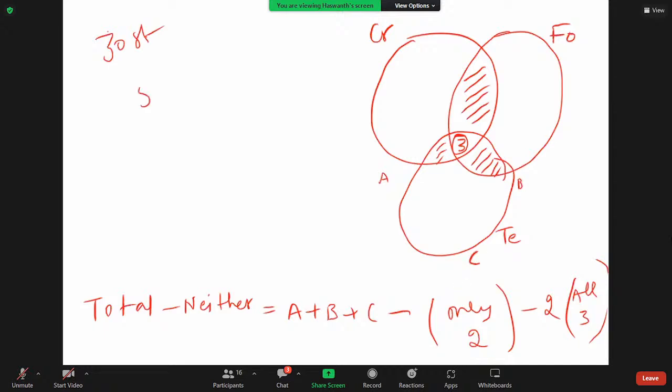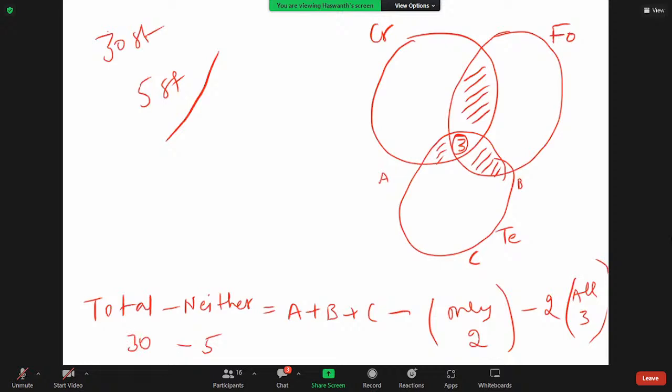And let's say 5 students are not playing cricket, not playing football, not playing tennis. As they are not playing cricket, they will not be involved in cricket set. As they are not playing football, they will not be involved in football set. As they are not playing tennis, they will not be involved in tennis set also, which stays out of all these three sets.